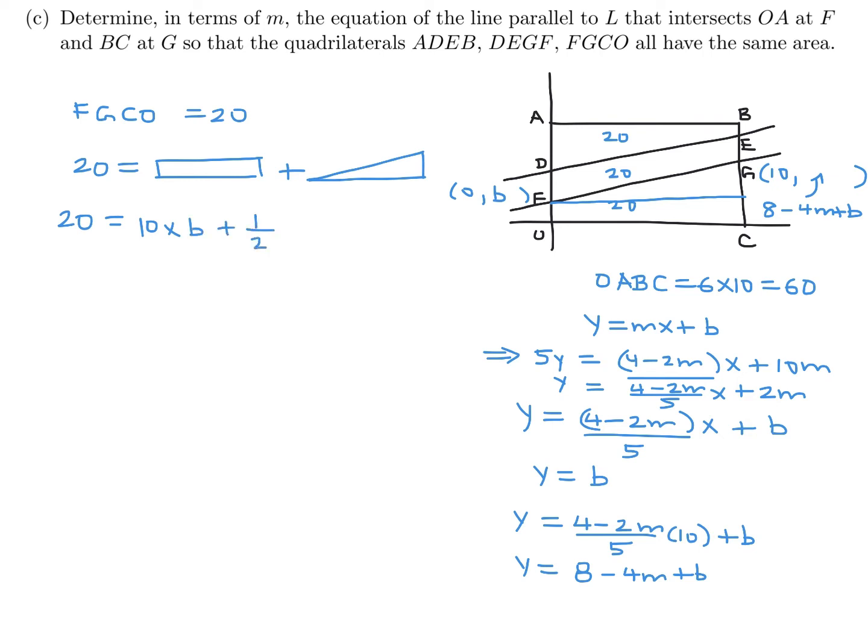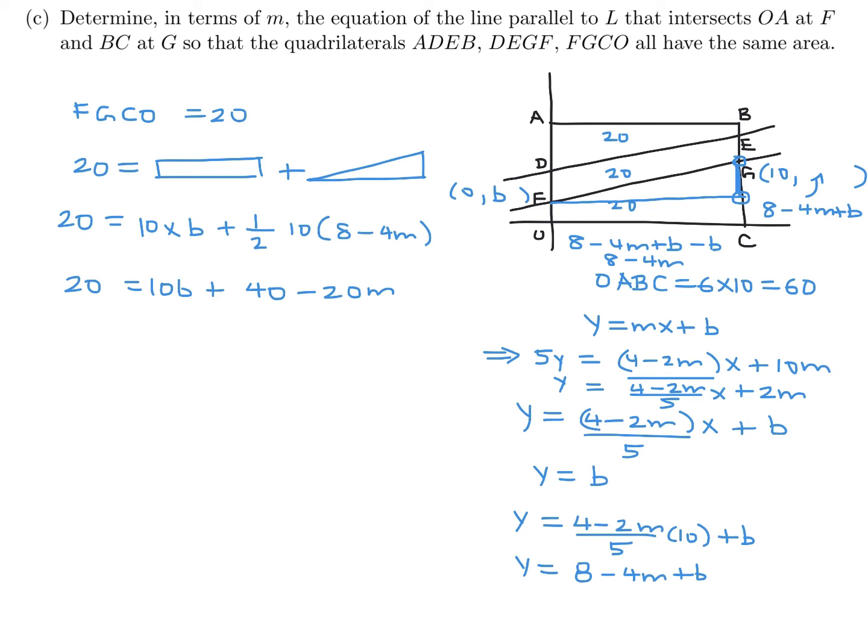Now the triangle is 1/2 base times height. The base again is 10. The height this time, we've got to be careful. It's this minus that. So that's 8 minus 4m plus b minus b. So 8 minus 4m is the height, this height right here. So we got 20 is equal to 10b plus that, 10 divided by 2 is 5. So 5 times 8 is 40, and then 5 times 4 is 20, so minus 20m.